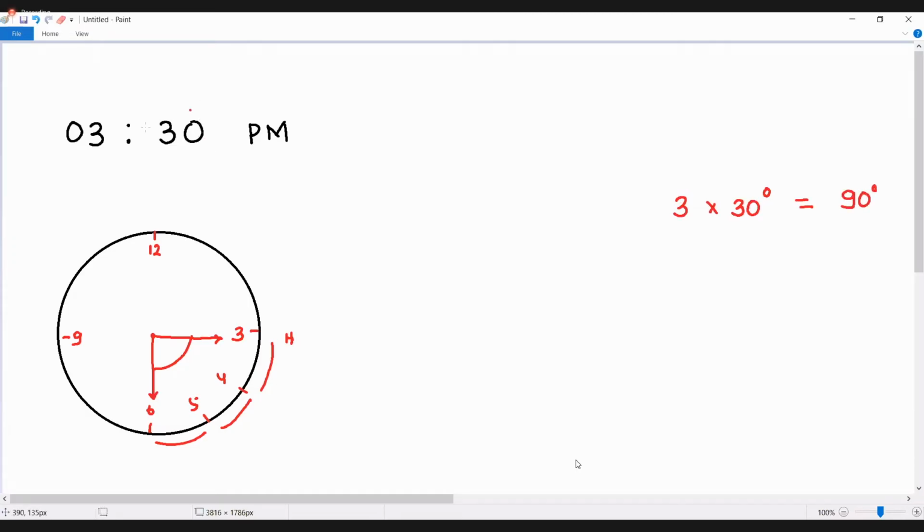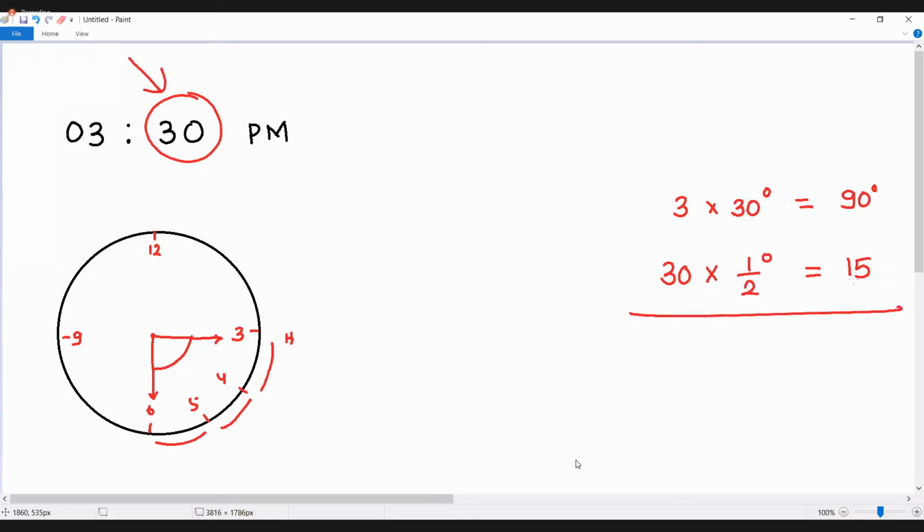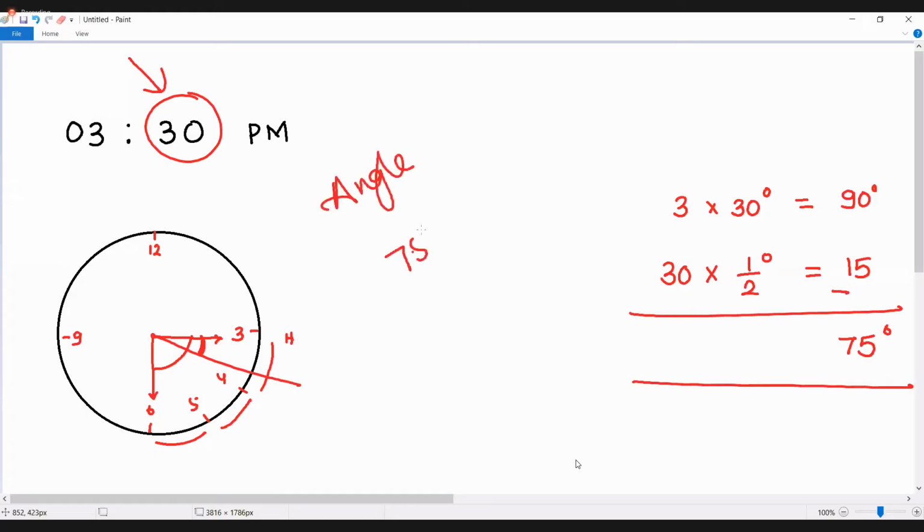And apart from that, there is 30 minutes of tilt. 1 minute will make half a degree, so 30 minutes will make 30 into half a degree. That is going to be 15 degrees of tilt. So you can just subtract this 15 degrees, because whatever 15 degrees comes, it comes like this, which means we have to remove it. If you remove 15 degrees from 90, it is going to give a result of 75 degrees. So that is the angle between the minutes and hours when it is 3 o'clock 30 minutes.